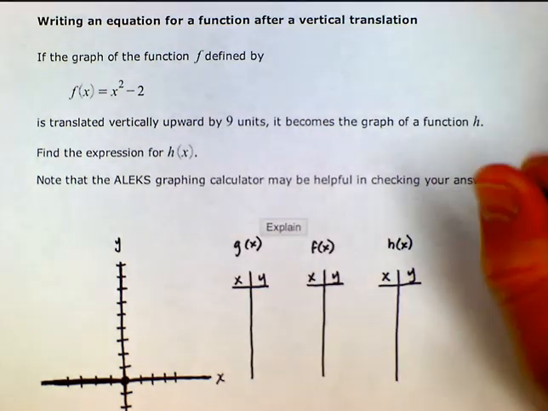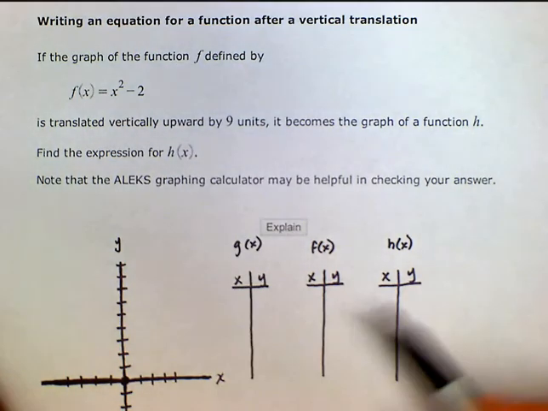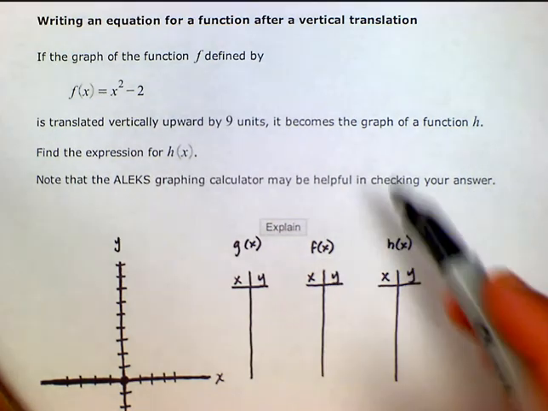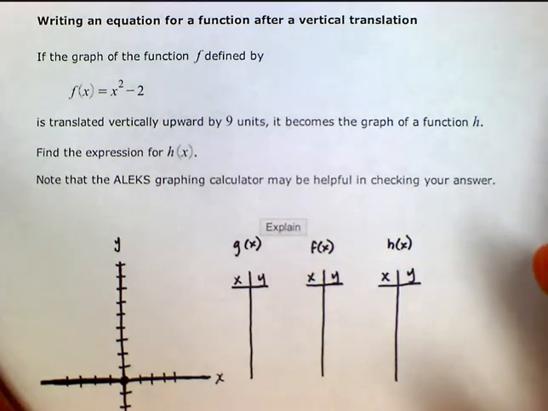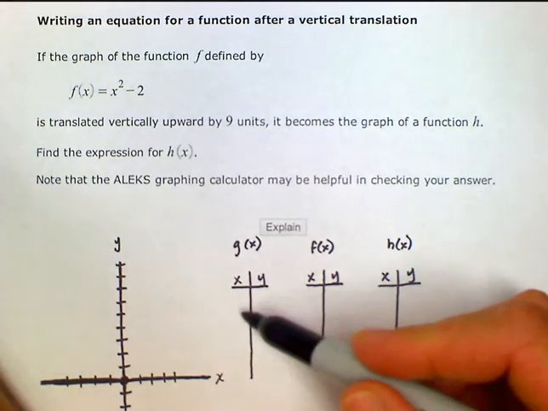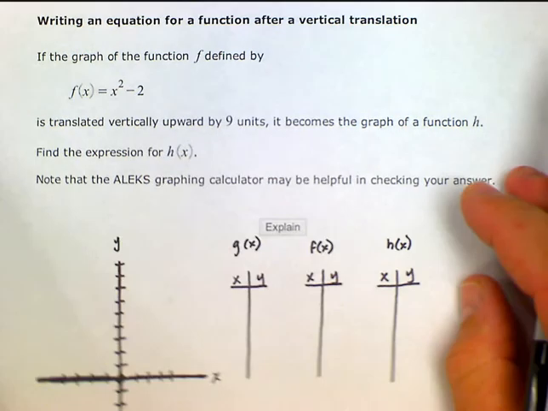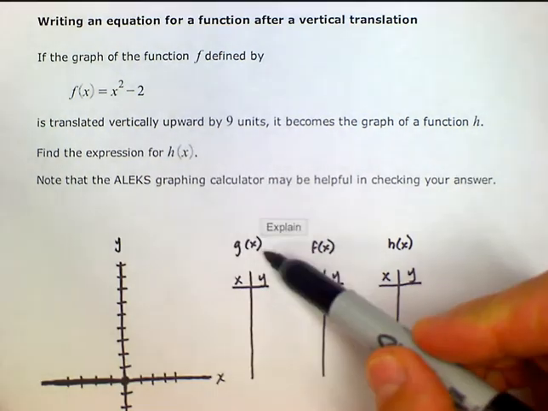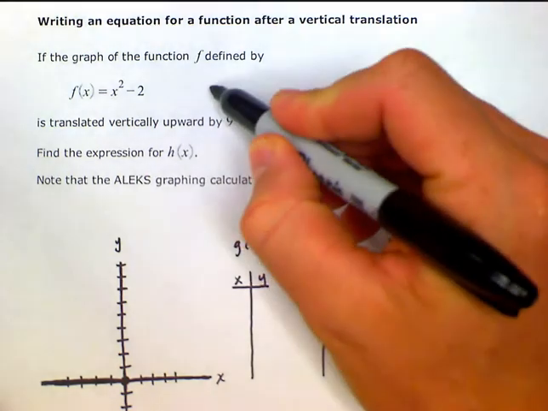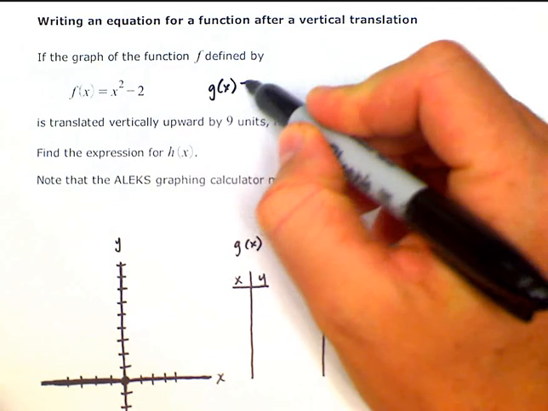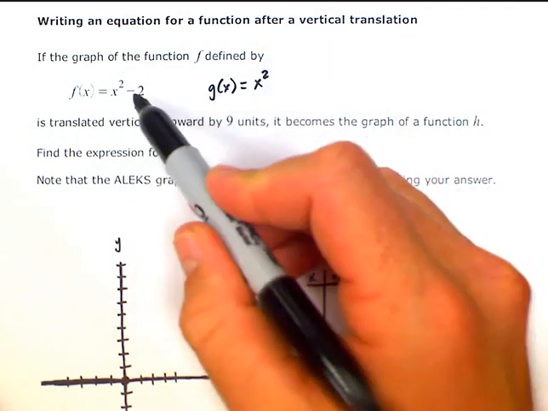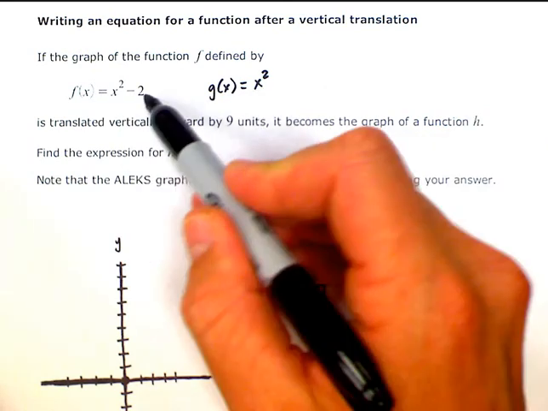So I've drawn 3 tables here, because hopefully we're getting comfortable with the idea that even if we don't know what a function looks like, we can graph it by plugging in values. We could plug in an x value, get out a y value, and plot that point. So I would like to define g of x as x squared, to see what happened to g of x to make f of x, x squared minus 2.